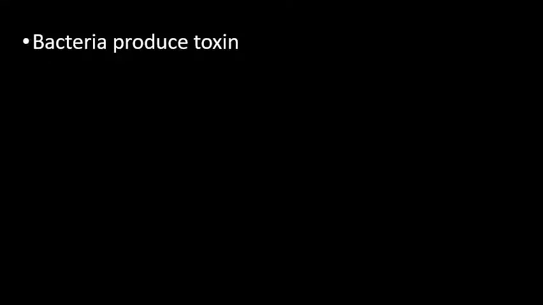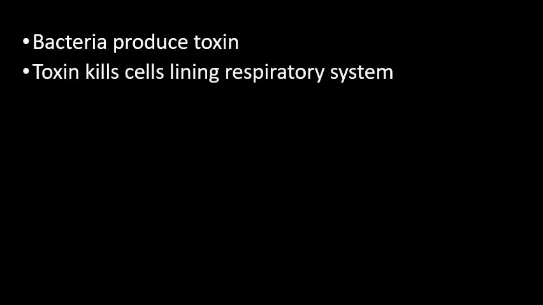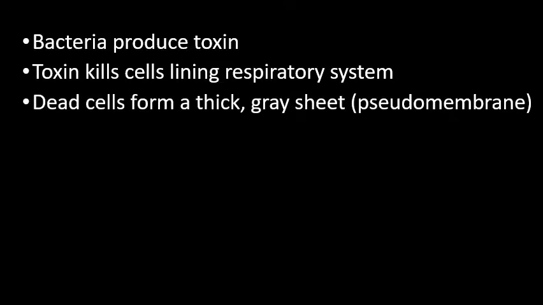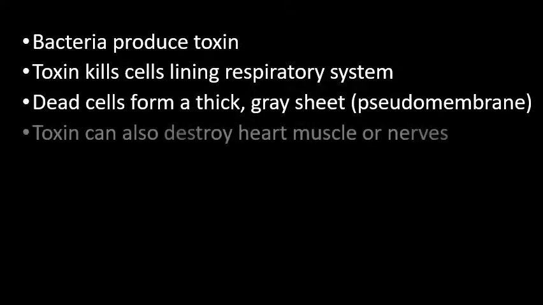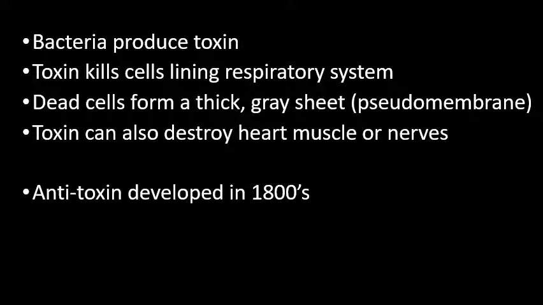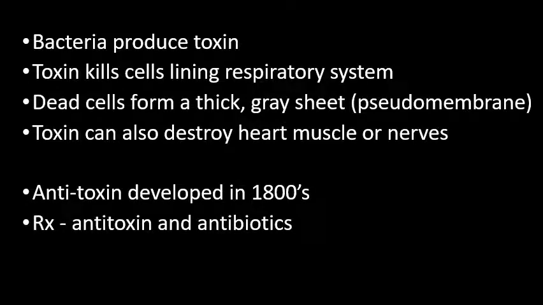And so the combination of the dead cells plus this glut of bacteria help form a thick gray sheet called a pseudomembrane that's in the back of the throat, and it can actually stop the person from being able to breathe. Right? The toxin can also destroy the heart muscle or nerves. In the 1800s, an antitoxin was developed for it, and the treatment nowadays, if you end up with diphtheria, is to use the antitoxin and the antibiotics.